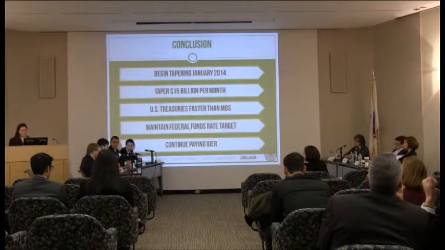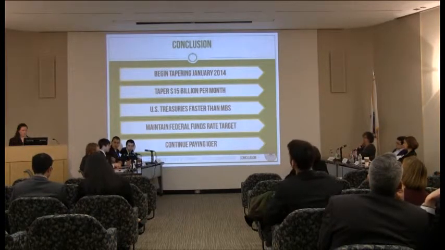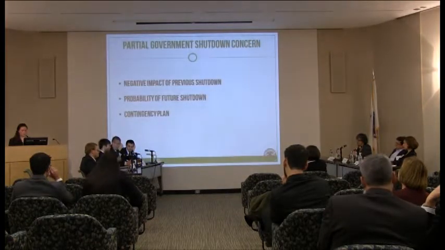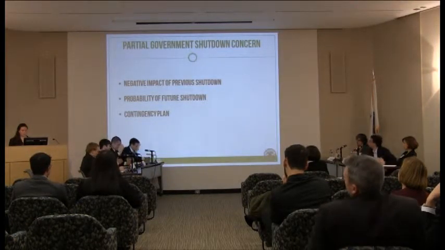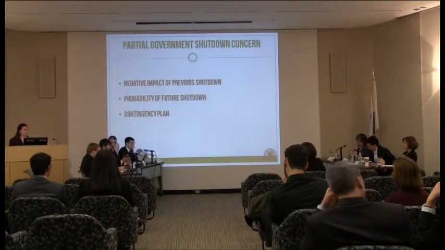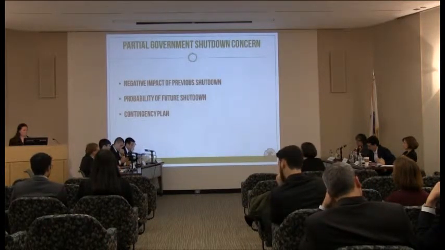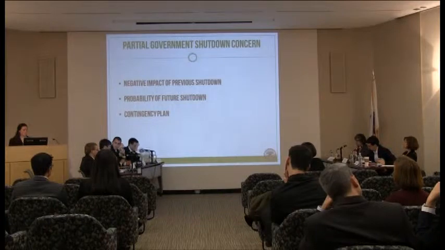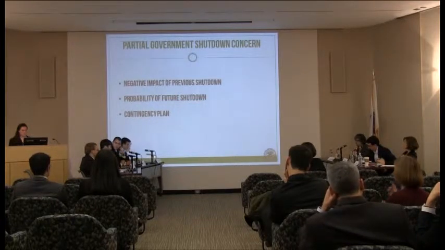So to start us off, we did consider those other factors when we were creating this plan. In terms of our recommendation to taper at $15 billion per month, that was based on the potential for a future partial government shutdown. We assumed that would not occur because our analysis of the probability of that occurring indicated that it was unlikely. However, we have created contingency plans in case that is the event that does occur.